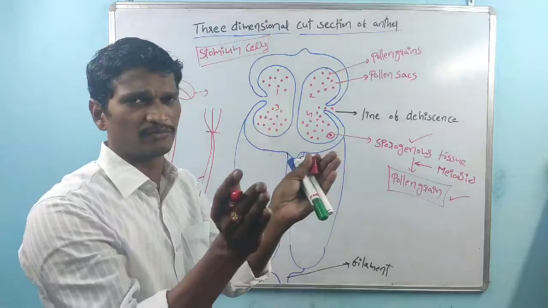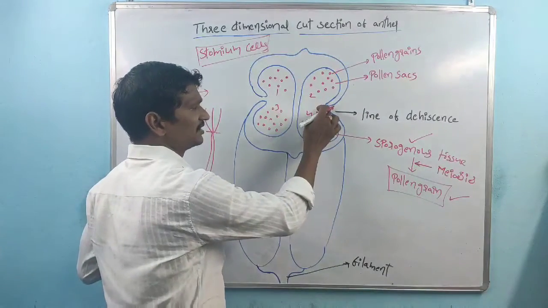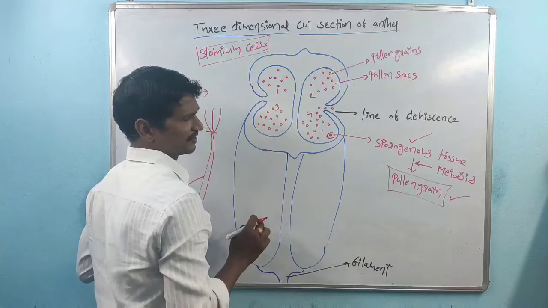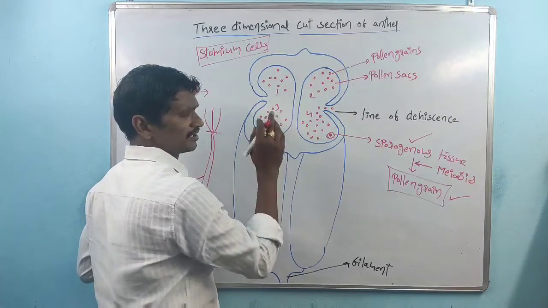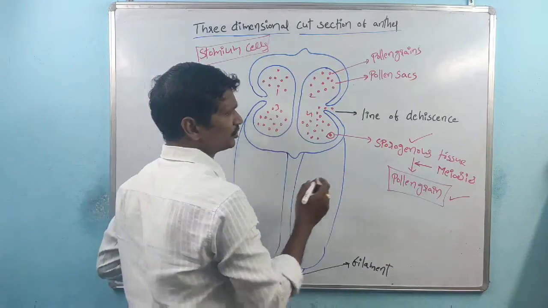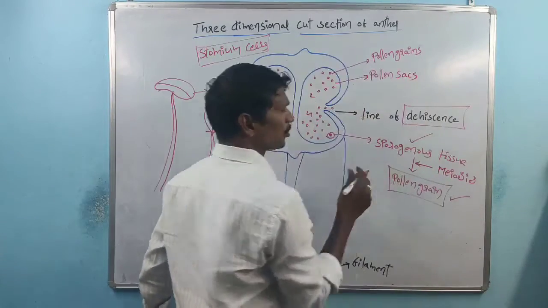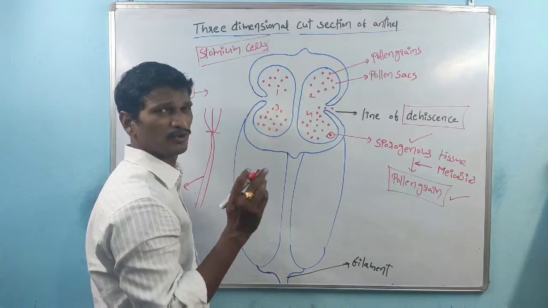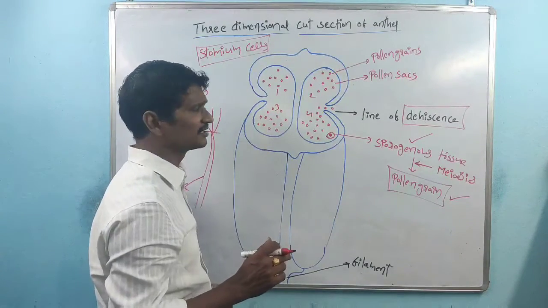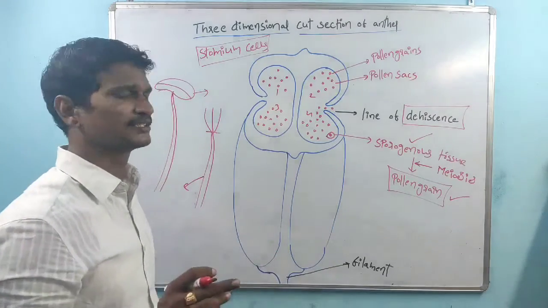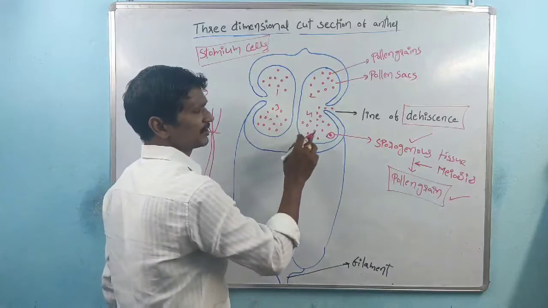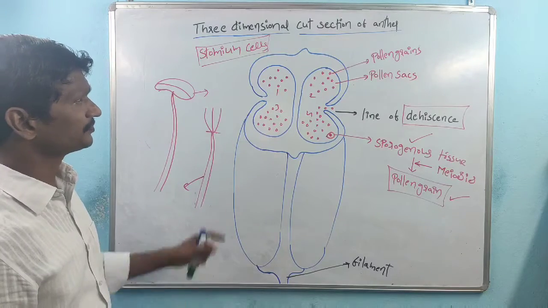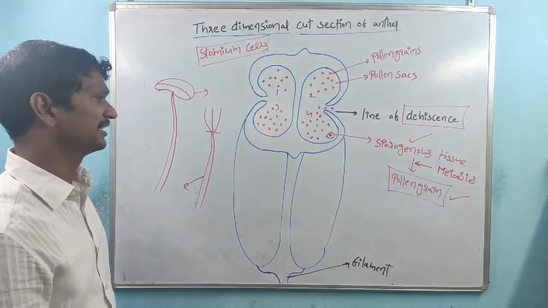Dehiscence is nothing but breakdown, opening. The cells are broken down, and once the cells are broken down, the pollen grains are released out. This cell breakdown process is called dehiscence. So once dehiscence takes place, the pollen grains are released out. That is about the three-dimensional cut section of the anther.